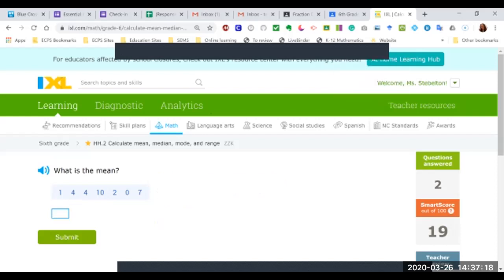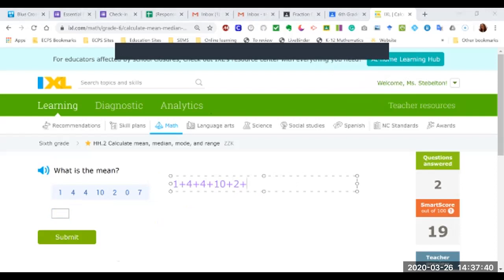Thankfully, this goes through everything, I think, all at once, so that makes it a little bit easier. Again, with mean, you still don't really have to put them in order. It's really just median. When we do box and whisker plots, we'll have to do that, but we'll get into that later. So I'm going to add 1 plus 4 plus 4 plus 10 plus 2 plus 0 plus 7 equals. All right, I'm going to solve it. Okay, figure out what it is.